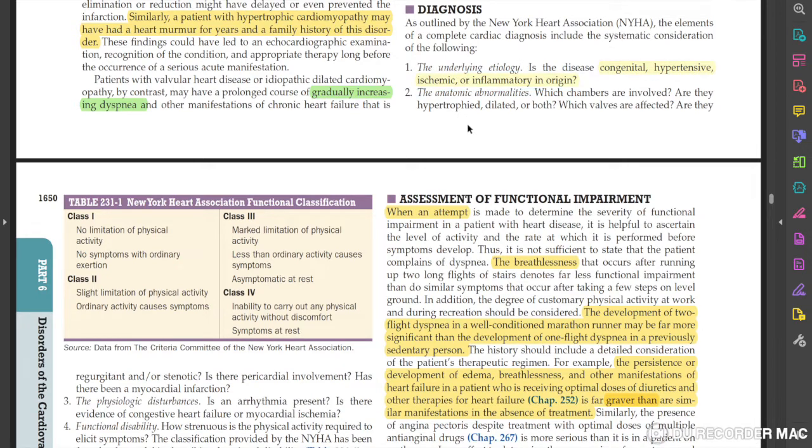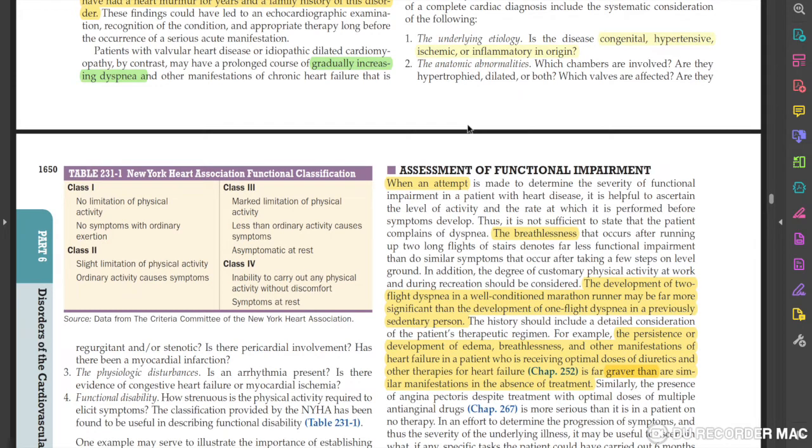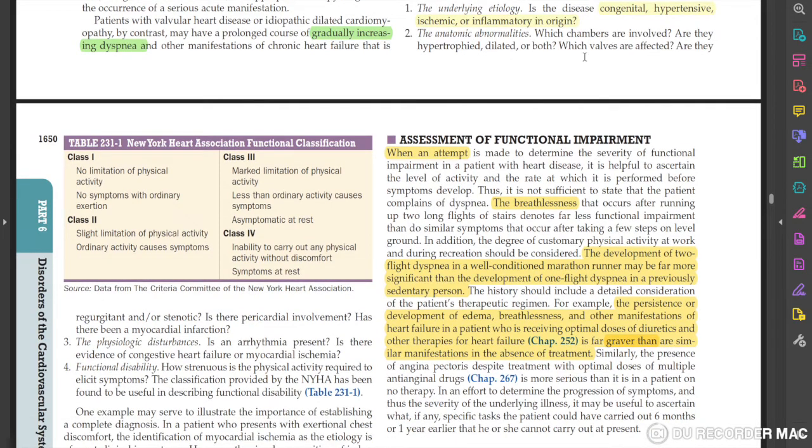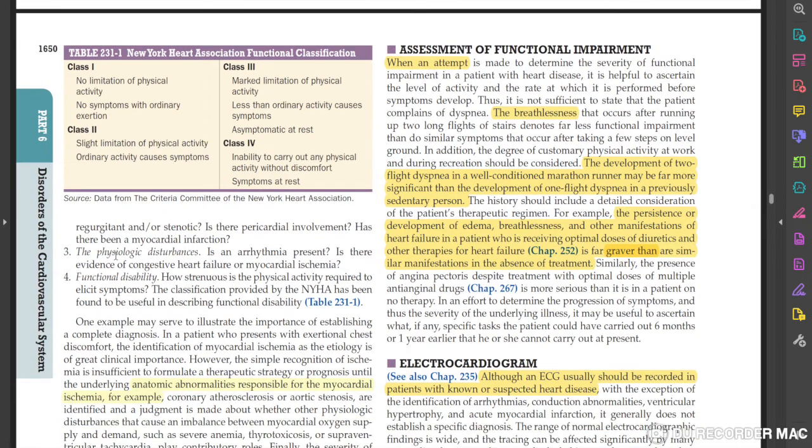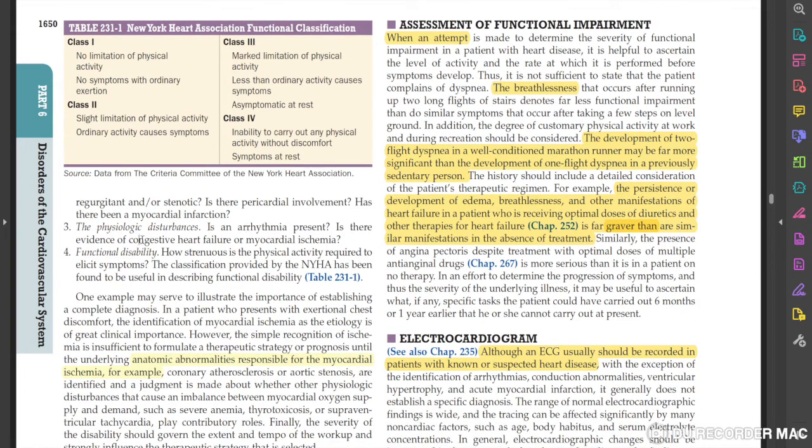Then comes the anatomic abnormality, that is any chamber defect, hypertrophy, dilatation, or any valve defect, regurgitation, stenosis, etc. The physiological disturbance includes arrhythmia, congestive heart failure, and myocardial ischemia. And the last one is the functional disability: how strenuous is the physical activity required to elicit the symptoms?